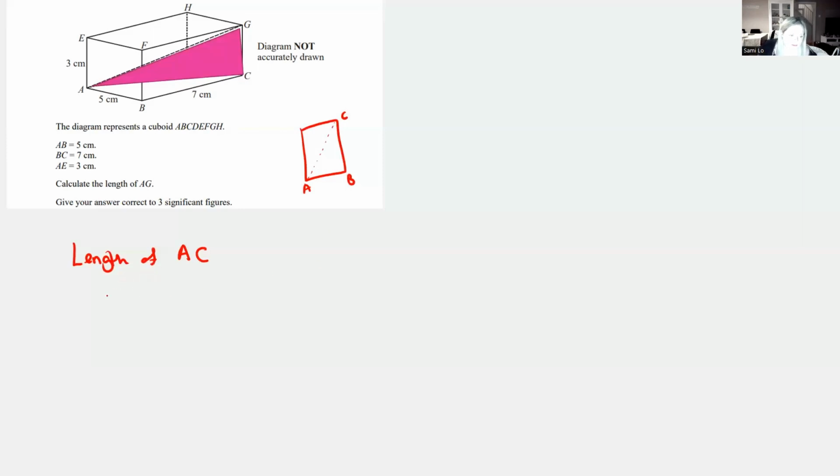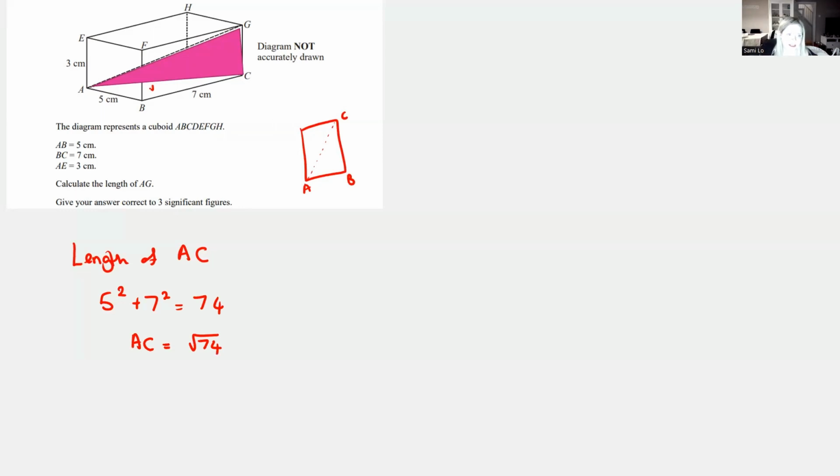And that's going to be 5 squared plus 7 squared. So let's work that out. That gives me 74. So AC is equal to the square root of 74. Keep this in surd form, because you are doing the calculator paper. It's so much easier to write a surd in than loads of different numbers. Just makes it a lot easier.